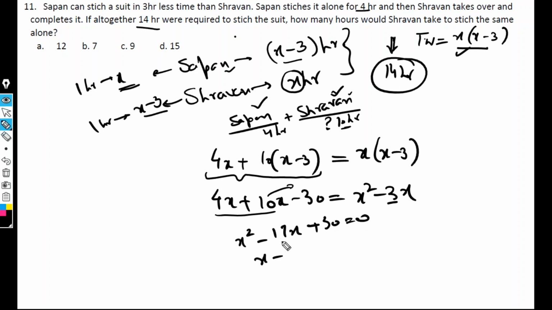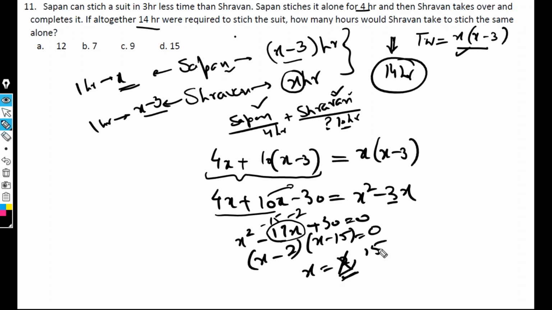The middle term gets broken into two pieces, which is minus 15 minus 2. So it gives a result as x minus 2 into x minus 15 equals 0. So x is either 2 or 15. X cannot be 2 because Sapan takes 3 hours less than Shravan, and 3 hours less than 2 will be a negative value. So that's why 2 is ruled out. So the answer comes out to be 15 hours.